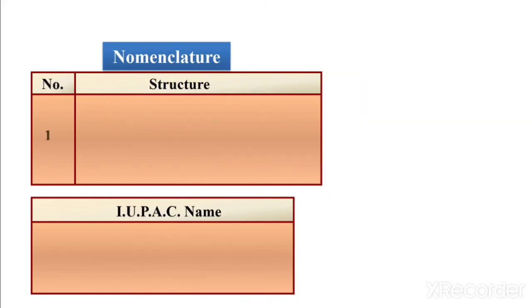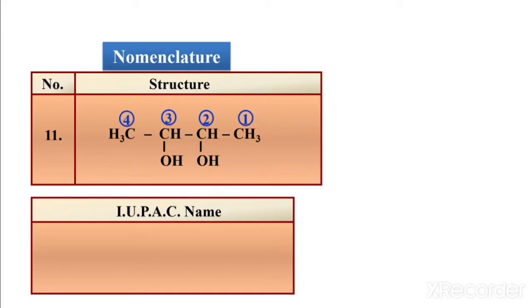Next example: CH3, CHOH, CHOH, CH3. Here for the IUPAC name, first give numbering 1, 2, 3, 4. Hence the IUPAC name is, 4 carbon, therefore butane. And at the 2 and 3 number positions there is a hydroxyl group. It is called a diol, that means 2,3-diol. Therefore the name of the compound is butane-2,3-diol.